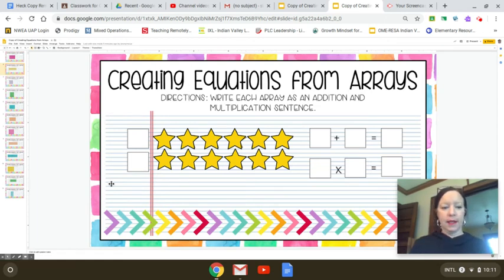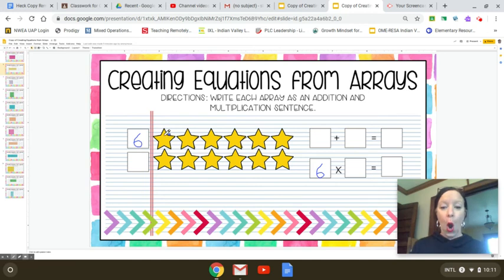Let me turn my little marker on. How many columns do I have, friends? Let's look at how many columns I have. I have 1 star, 2 star, 3 star, 4 star, 5 star, 6 stars. So I can put 6 in my box. Come over here and put 6 in my box, because remember, this is for my repeated addition part.